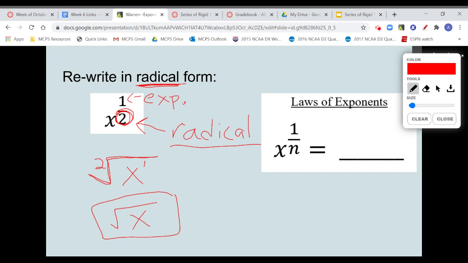So, as I write that as a rule, I'm going to say whatever the denominator is, it is going to be the nth root of x. Okay, so if this was like 1/5, it would be the 5th root of x. If it were 1/7, it would be the 7th root of x, etc.